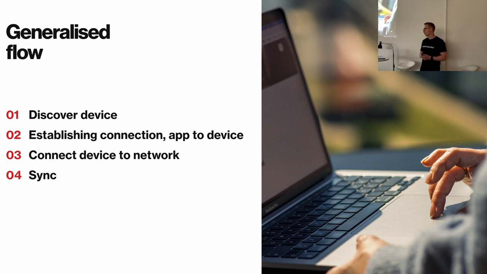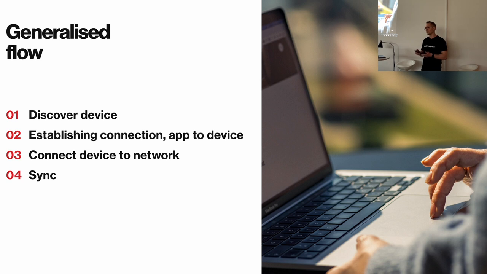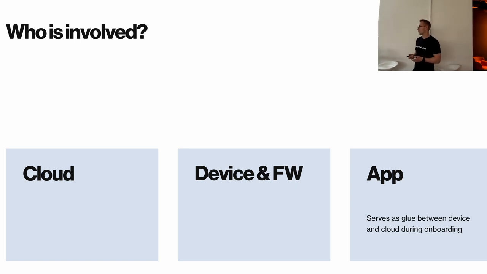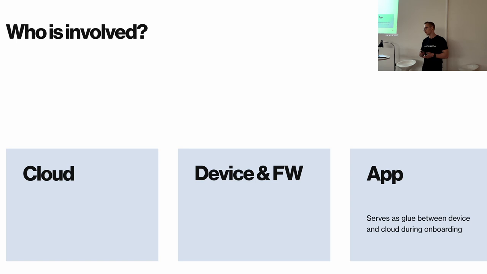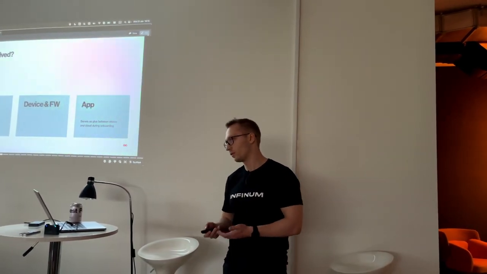And finally, there is a step that's a bit generic that we call sync. What happens here is that all of the parties involved in the process of connecting exchange data between each other. And who is involved in that process? Of course, if you're connecting an IoT device and a mobile app, both device and app are involved, but you can also have cloud. That can be the app's backend. The IoT device can maybe have its own backend that's independent from the app, and so on. During the process of onboarding the device, the app usually serves as a glue between the device and the cloud.